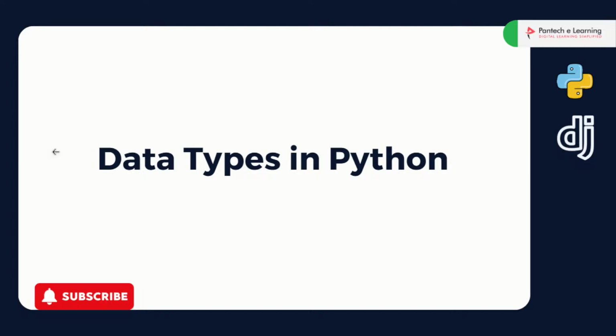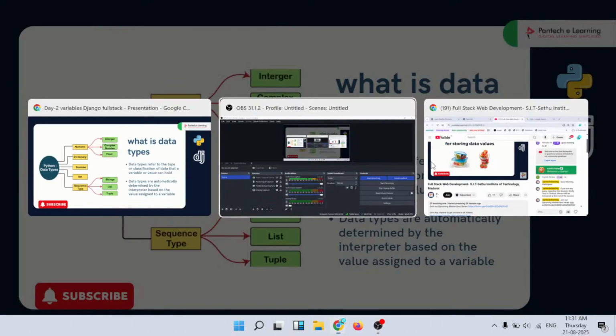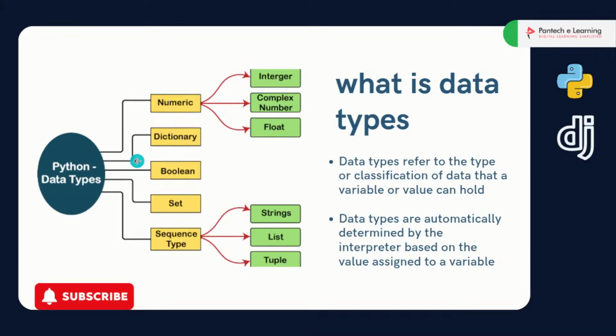And data types. What are data types? We already saw numbers, that is called an integer. Data types refer to the classification of data that a variable or value can hold, and data types are automatically determined by the interpreter based on the value assigned to the variable.